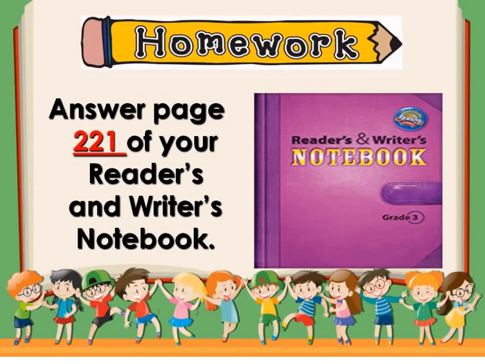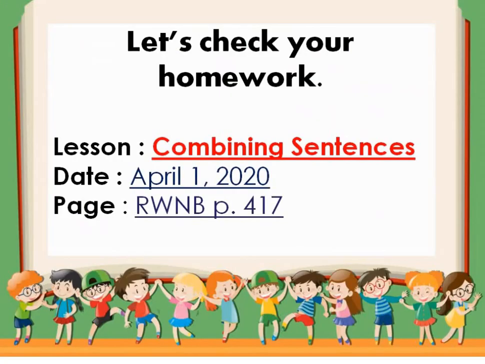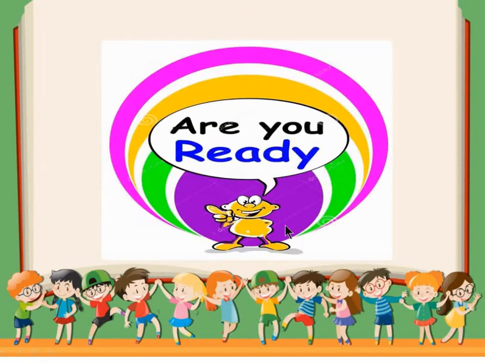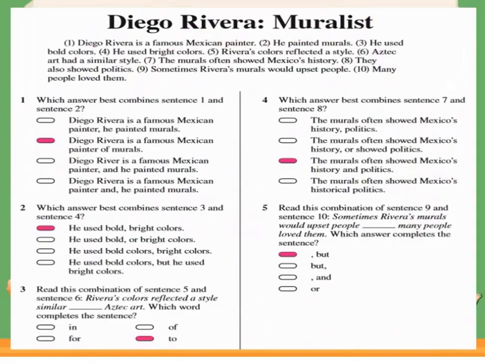For your homework, don't forget to answer the page 221 of your Reader's and Writer's Notebook. But before that, let's check your homework for last week. The lesson was combining sentences, and the page is 417. Are you ready? Okay. Look at the shaded circles in each question. Get your pencil and check your answers.